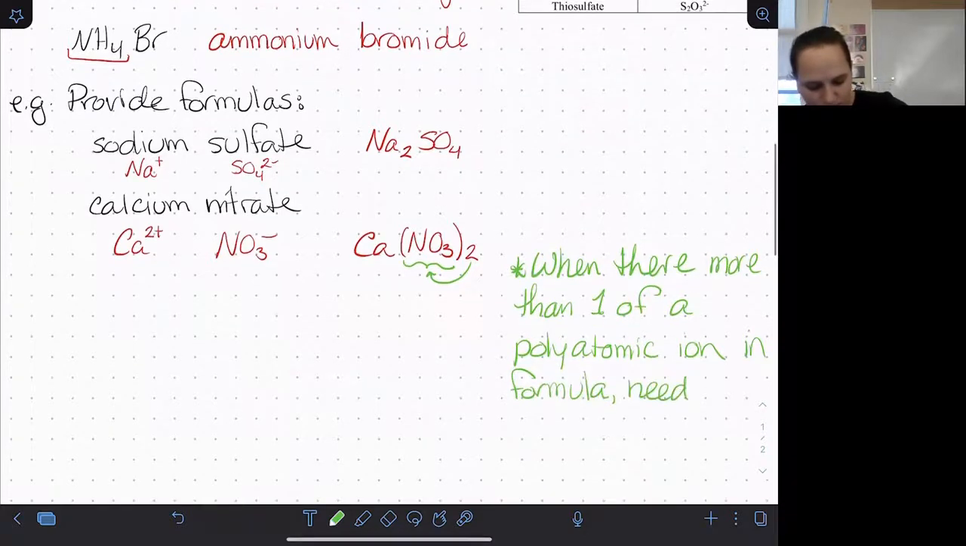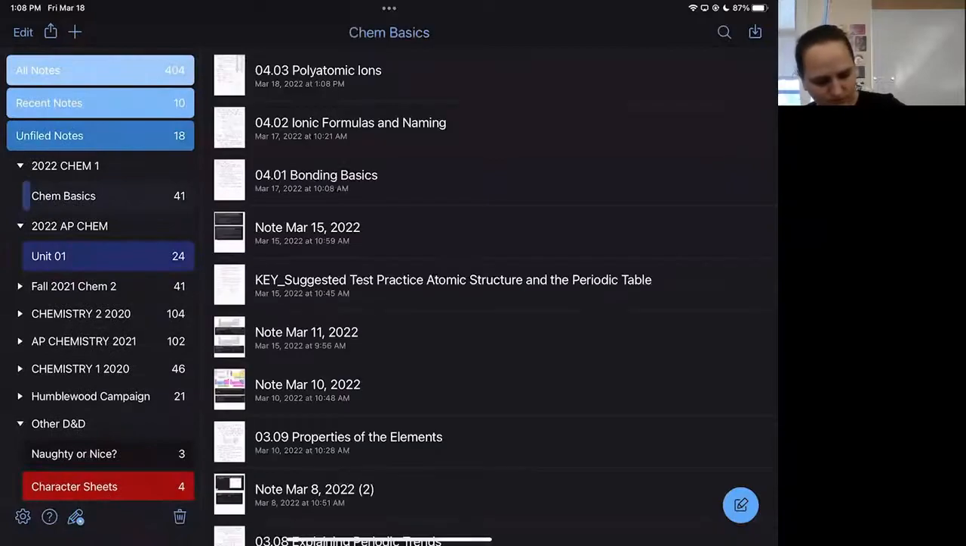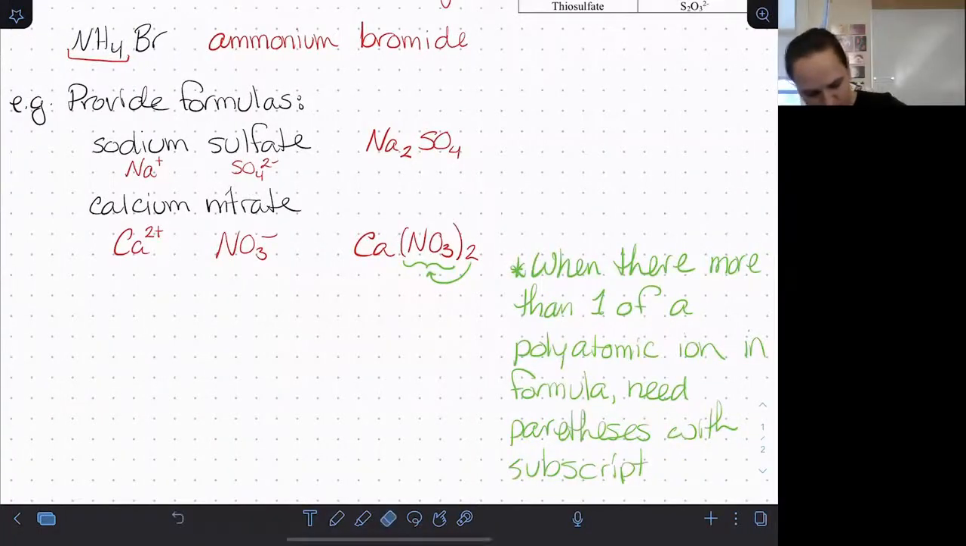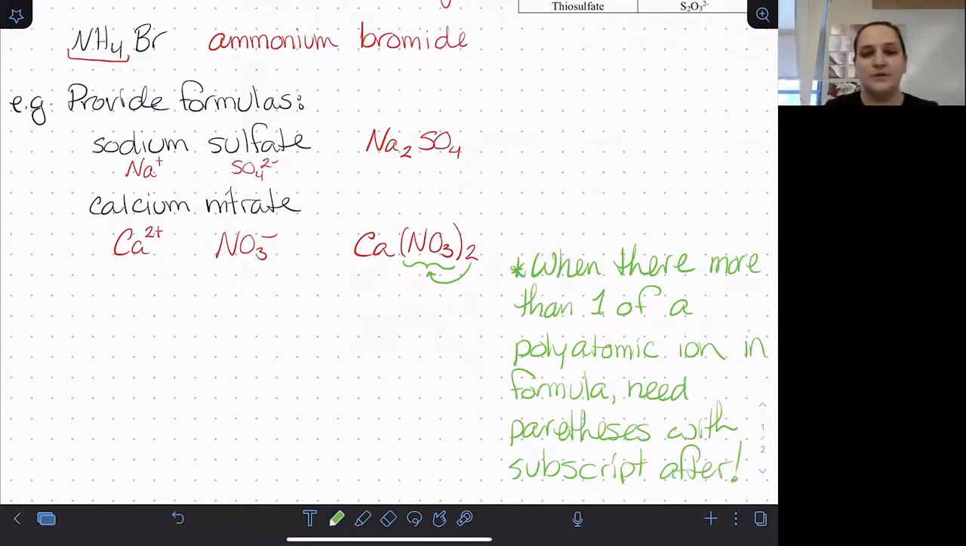So you need parentheses with the subscript after. So that's the one little tweak to how we write formulas when polyatomics are involved, and again, it's only when you have more than one of the polyatomic.